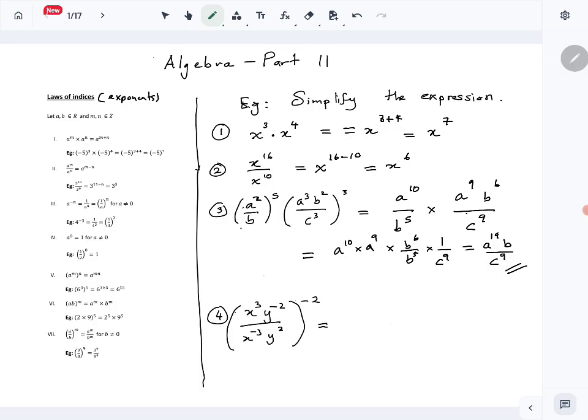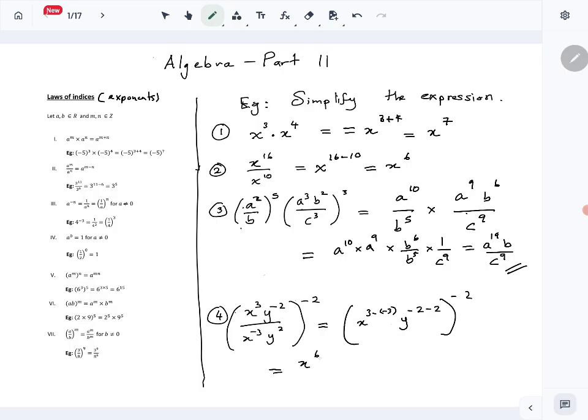So for the fourth one, I will just simplify the inside powers first. Then the outside power, we'll look at what happens. So first, x to the 3 divided by x to the minus 3 is what? x to the 3 minus minus 3, y to the minus 2 minus 2. Then that turns into what?